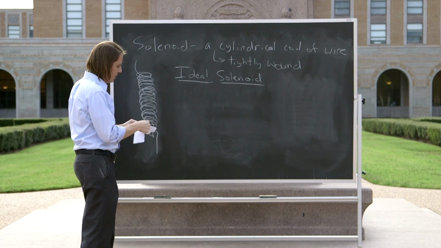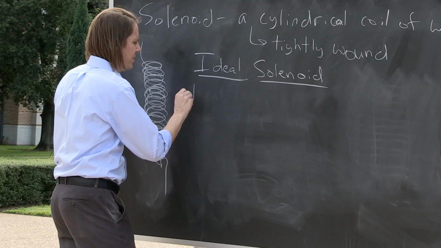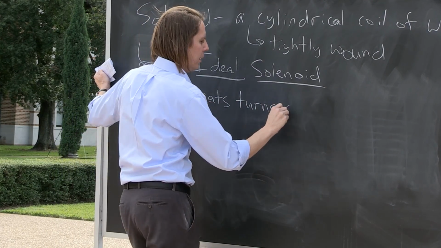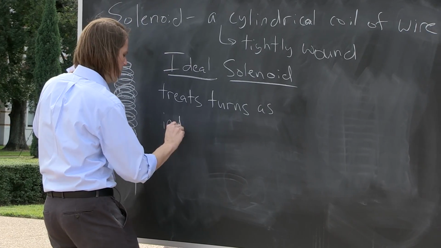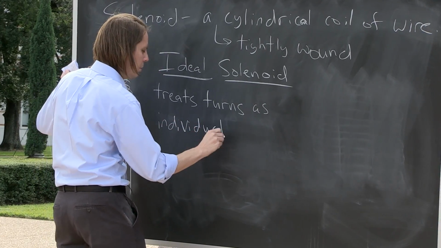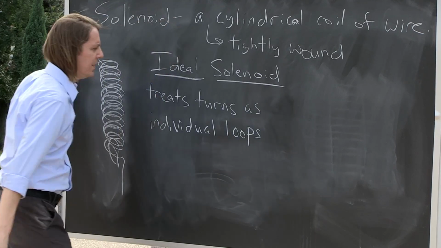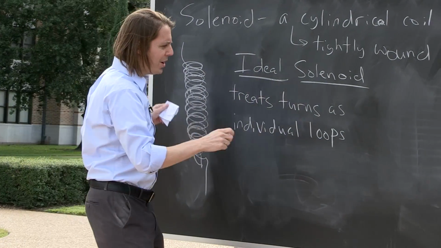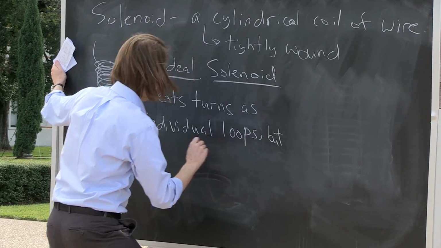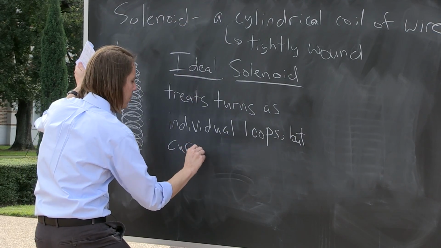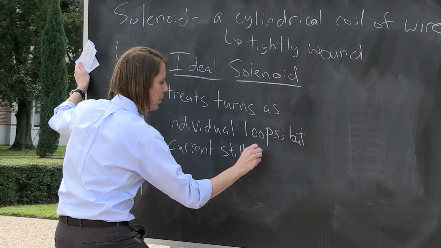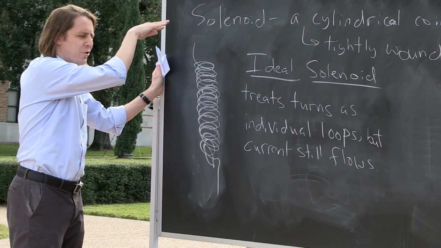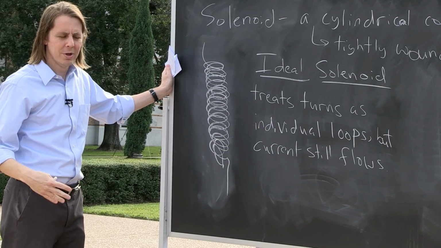Our model of the solenoid basically treats the turns as individual loops. So rather than a helix, it's really just a bunch of rings of current, but current still flows throughout. Just because they're isolated, we still imagine a current I making its way through the solenoid.